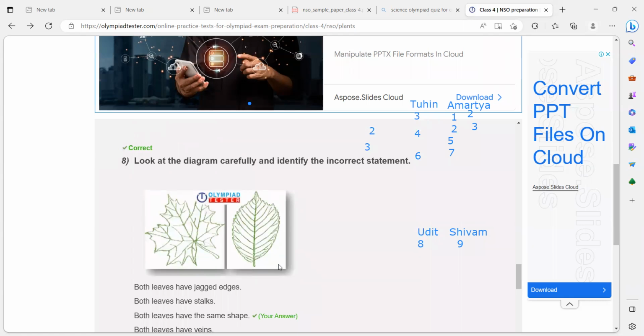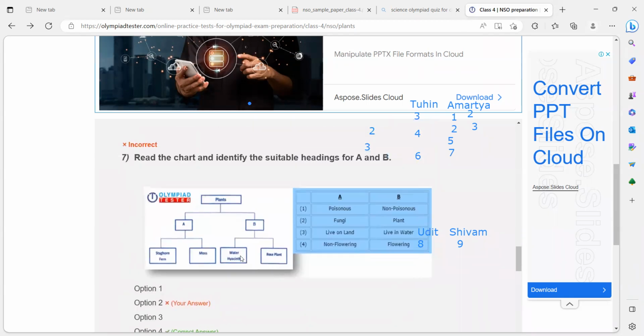No, ma'am. See, the rose plant gives roses. So it is a flowering plant. Water hyacinth also has flowers coming out. The name of the flower is hyacinth. But moss and staghorn fern do not have any flowers. So these are non-flowering plants. Is it clear, Udit? Yes.